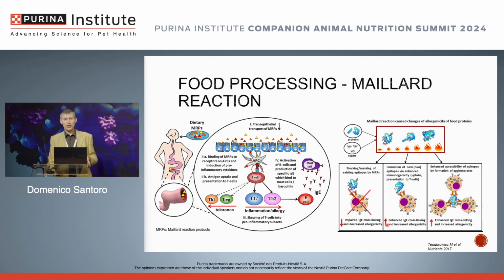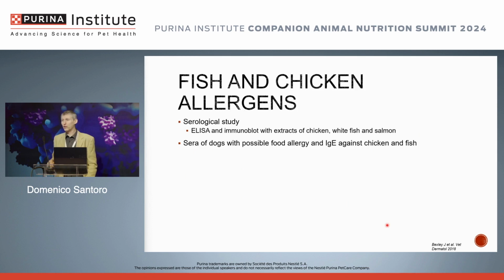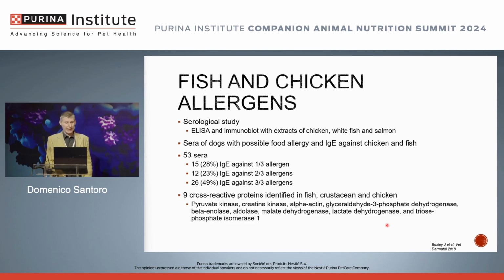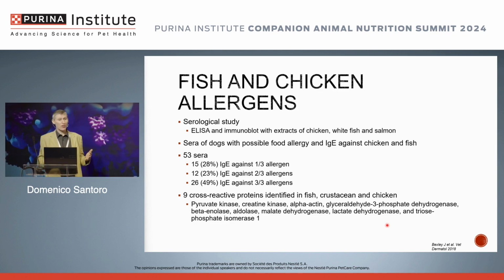Not a lot of allergens have been characterized in our patients. There are only a few studies showing allergens from fish and chicken, and they are mainly serological studies. So they're all in vitro studies showing the most common allergens, specifically looking at IgE expression. And this is a study back in 2018 in which they were able to identify 9 different types of allergens, which, by the way, are also common proteins and allergenic substances found in people. They are commonly identified in chicken, in fish, and crustaceans.